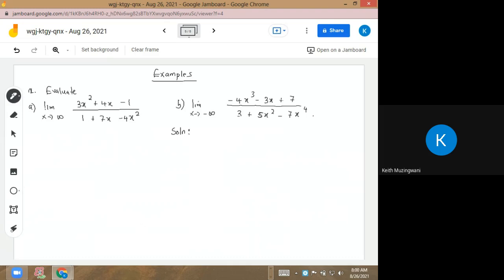Solution. A. Since we know that the limit as x approaches infinity of 1 over x is 0, or the limit as x approaches negative infinity of 1 over x is 0, what we would do for these type of questions always is to look at the highest degree of the denominator. For the denominator, look at the highest power of x. So here the highest power of x is 2. We have x squared. So what we'll do is we'll write the limit as x goes to infinity and divide throughout by x squared, both in the numerator and in the denominator.